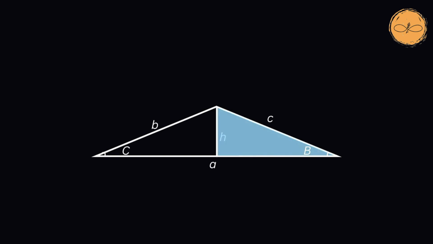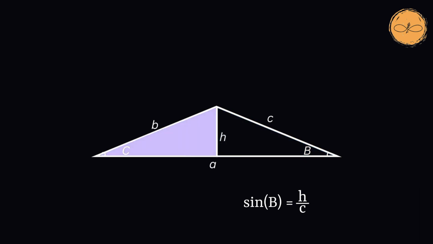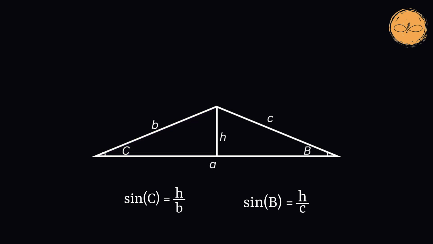From the first one we see that the sine of angle B equals h divided by c, as h is the opposite side, and c is the hypotenuse. From the other right triangle we see that the sine of C is equal to h divided by b, as h is the opposite side and b is the hypotenuse of this triangle. As h is part of both of these equations, we can see that h equals b times sine of C, and h equals c times sine of B.